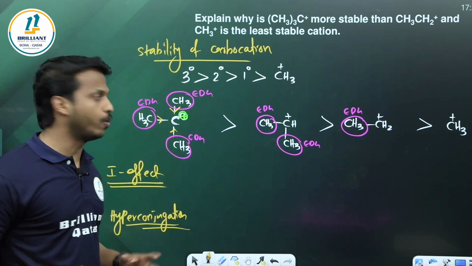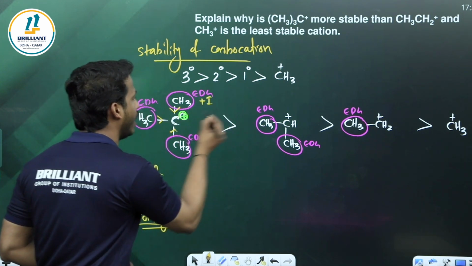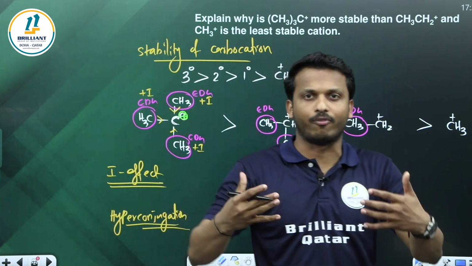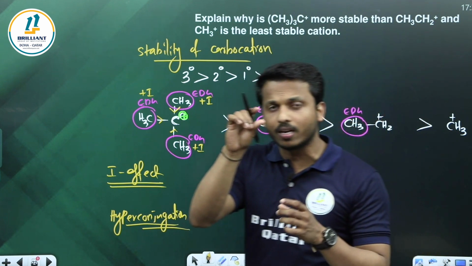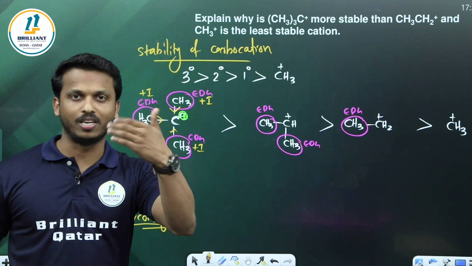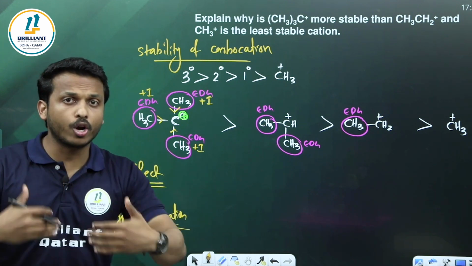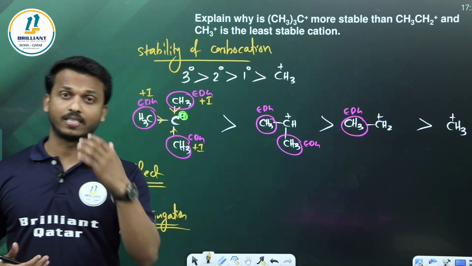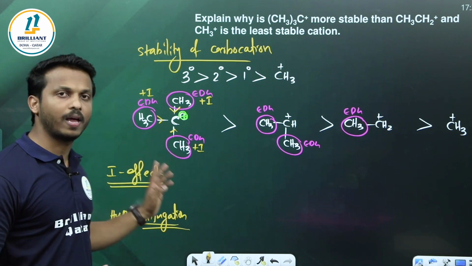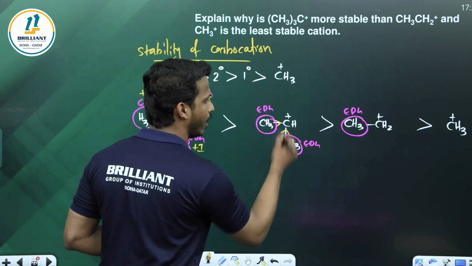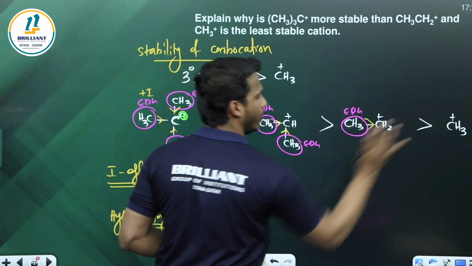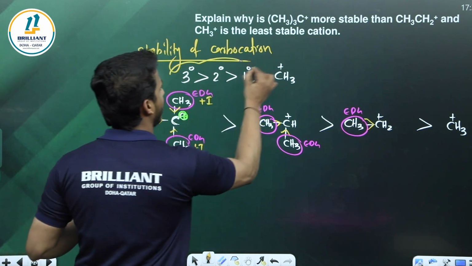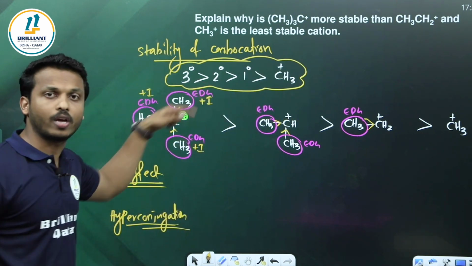So more electron donating groups will show which effect? Plus I effect. So more electron donating groups mean more plus I effect. It makes the positive charge on the carbocation carbon less, and the stability more. So overall conclusion: more donating groups, or more plus I effect groups, present on the carbocation, the stability increases. But here there are only 2 donating groups, so the effect will be less. Here only 1 donating group, here none. That's why the order comes as tertiary, secondary, primary. Because of the inductive effect, you can explain it like this.